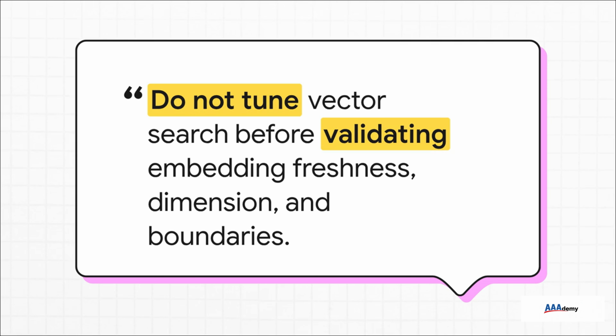I want you to keep this exact quote from the source material burned into your mind on test day. Do not tune vector search before validating embedding freshness, dimension, source columns, and chunk boundaries. Never jump to AI-level tuning before securing the database infrastructure. It is the #1 trap designed to catch developers who rely on guesswork rather than cold, hard database evidence.